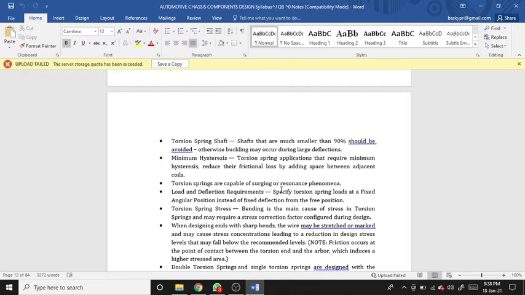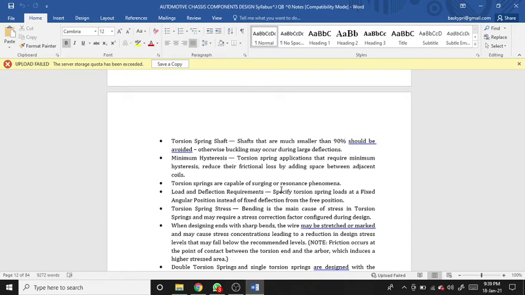Okay, so we need to provide some flexible requirements. Torsional spring stress: bending is the main cause of stress in a torsional spring and may require a stress correction factor configured during design. When designing the end with sharp bends, the wire may be stretched or marked and may cause stress concentration, leading to a reduction in design stress level that may fall below the recommended level.